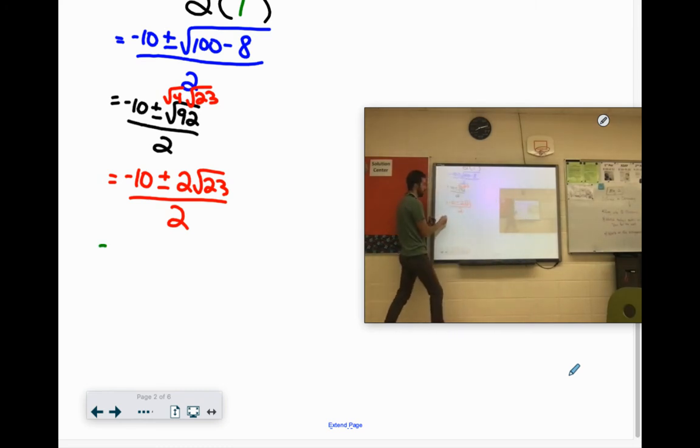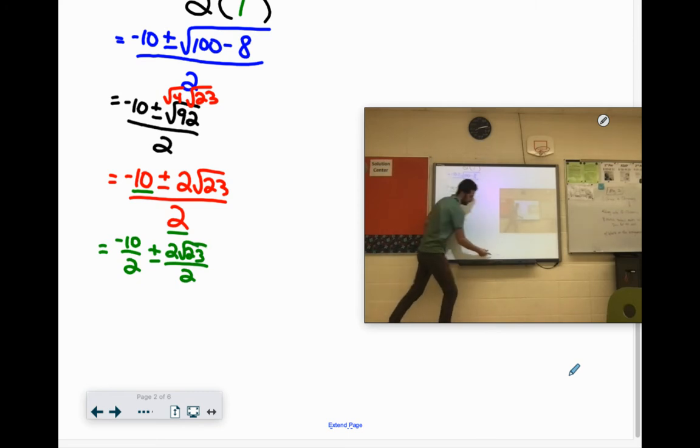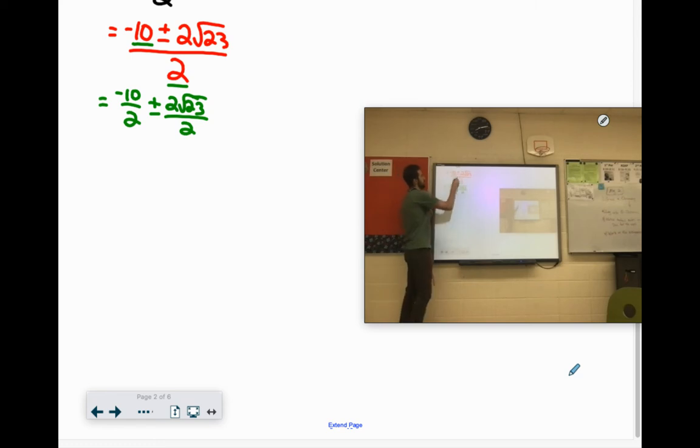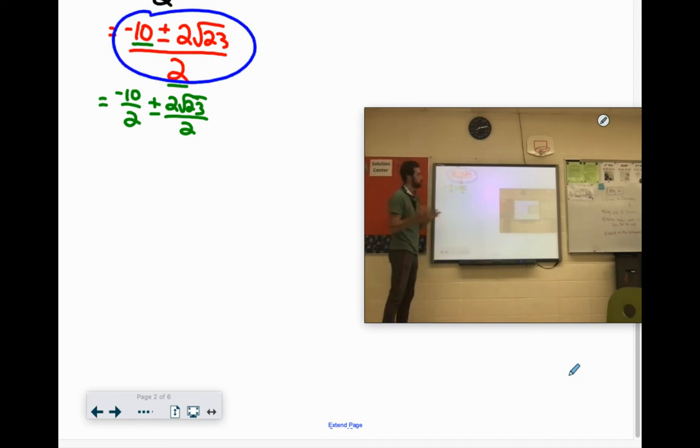Here's what I'd like you to do. I'd like you to kind of split this into 2 fractions, because we're going to be able to simplify part of this. So -10 over 2, right? This part over the 2, and then we have the plus or minus 2 root 23 over 2. Because sometimes you will be able to simplify part of that. Now, if you couldn't simplify part of that, you can circle that up, and that would be your answer. But we can simplify actually both parts of this on this problem.